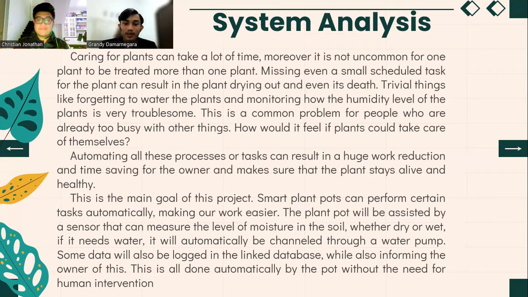Smart Plant Pot can perform certain tasks automatically, making our work easier. The plant pot will be assisted by a sensor that can measure the level of moisture in the soil, whether dry or wet. If it needs water, it will automatically be channeled by a water pump. Some data will also be logged in the database while also informing the owner of this. This is all done automatically by the pot without the need for human intervention.